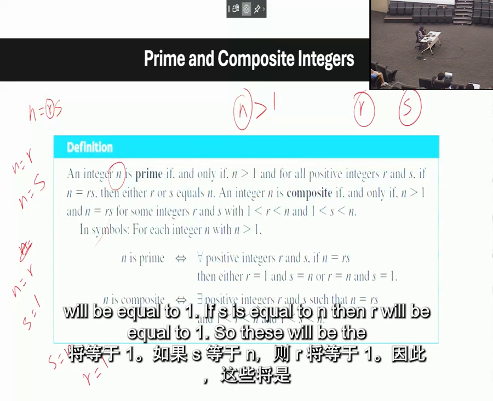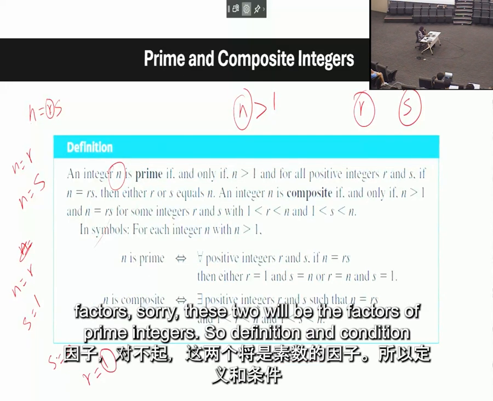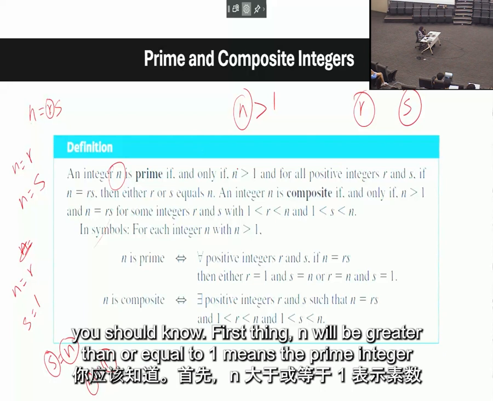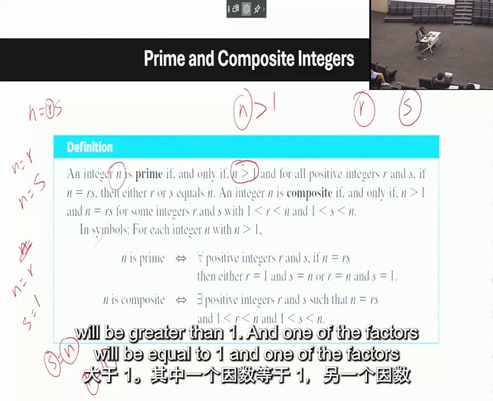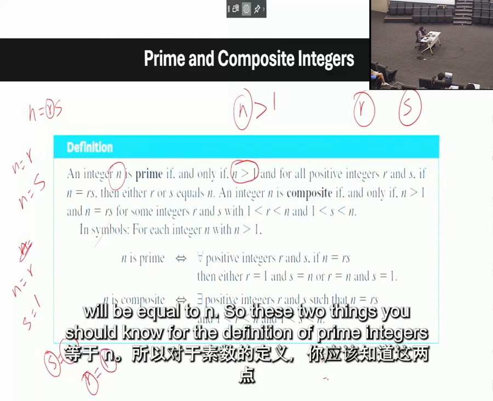Okay, so these two will be the factors of prime integers. So definition and condition you should know. First thing, n will be greater than 1, meaning the prime integer will be greater than 1. And one of the factors will be equal to 1, and one of the factors will be equal to n. Okay, so these two things you should know for the definition of prime integers.